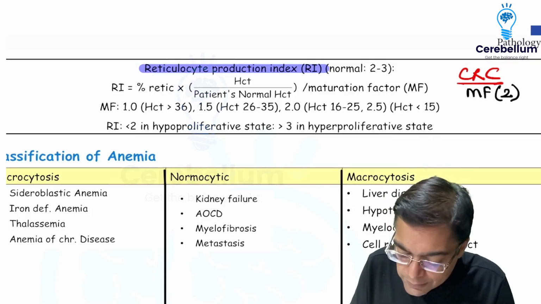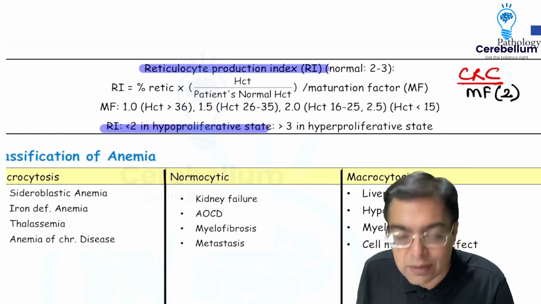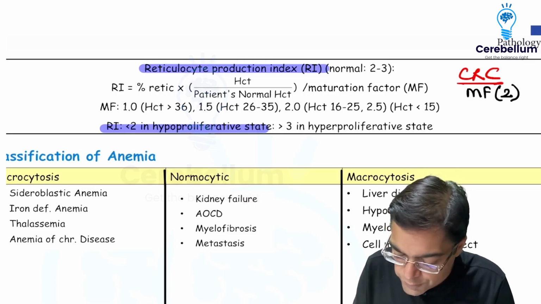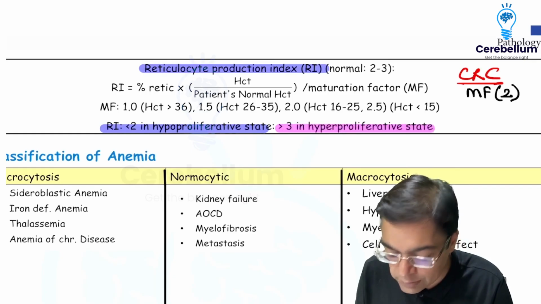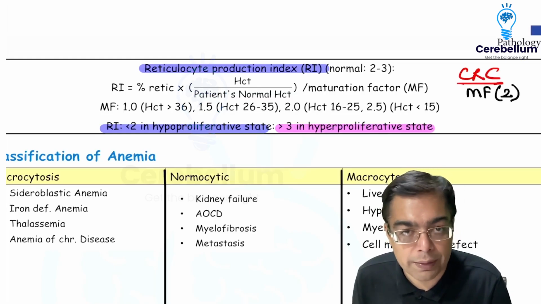If the value of this index is less than 2, then the bone marrow is underactive. It is a hypoproliferative state. However, when the value of the index is more than 3, that suggests a hyperproliferative state. That means the bone marrow is working overtime.